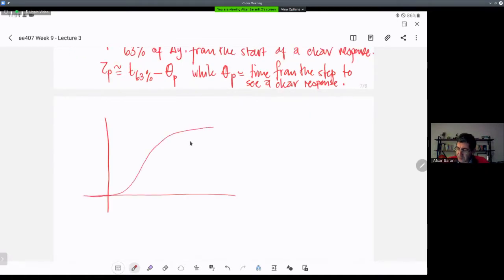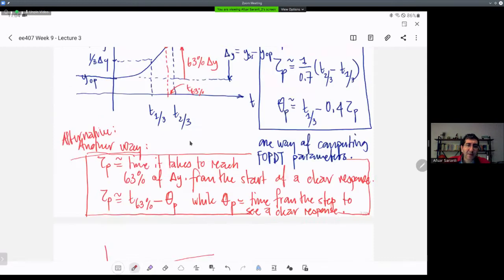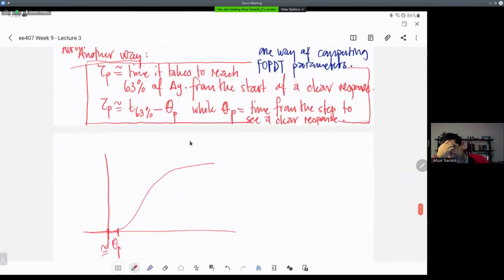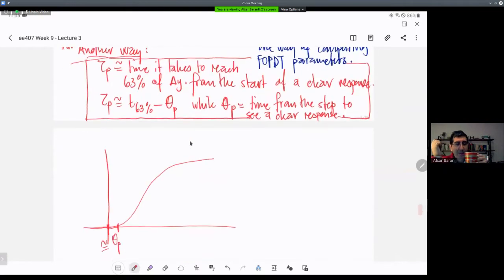Kusura bakmayın, figürüm biraz geç geldi. Evet, soru var mı? Figür bu arada gidiyor geliyor falan filan. Bir saniye. Şöyle yapalım. Söyleyin. Benim sesim size ulaşıyor mu? Ulaşıyor, dinliyorum.